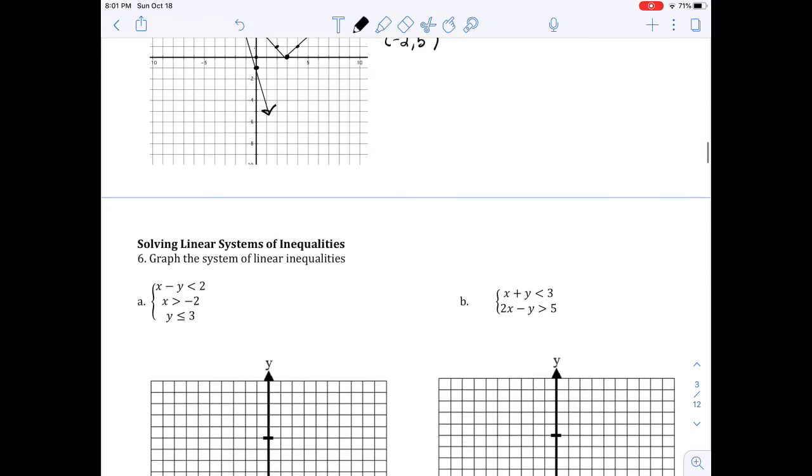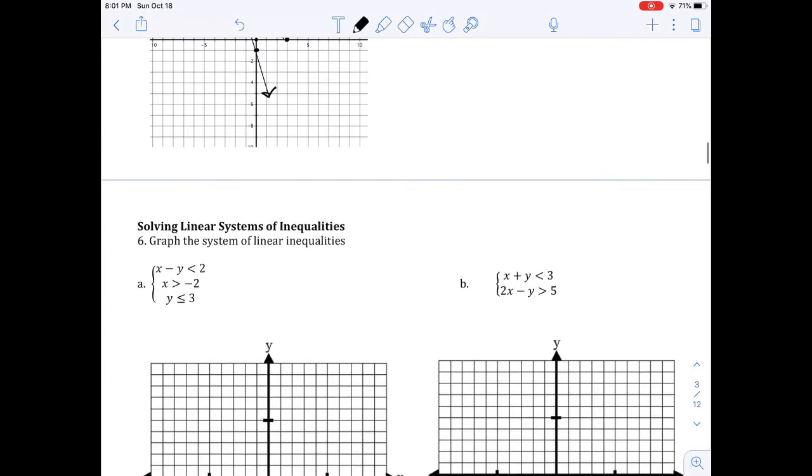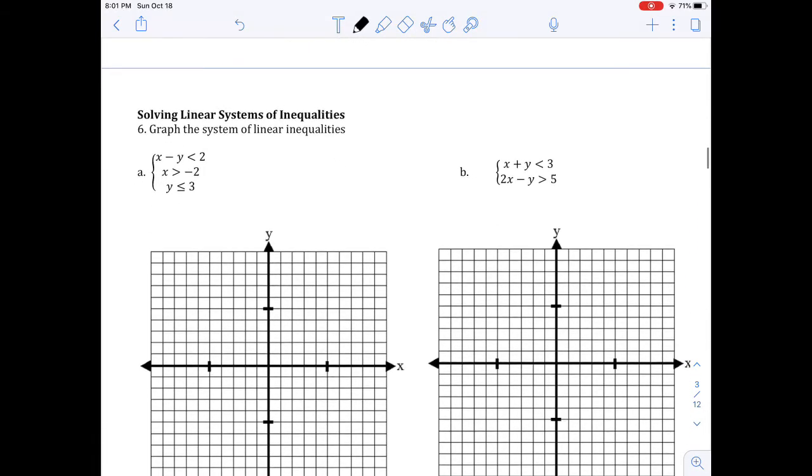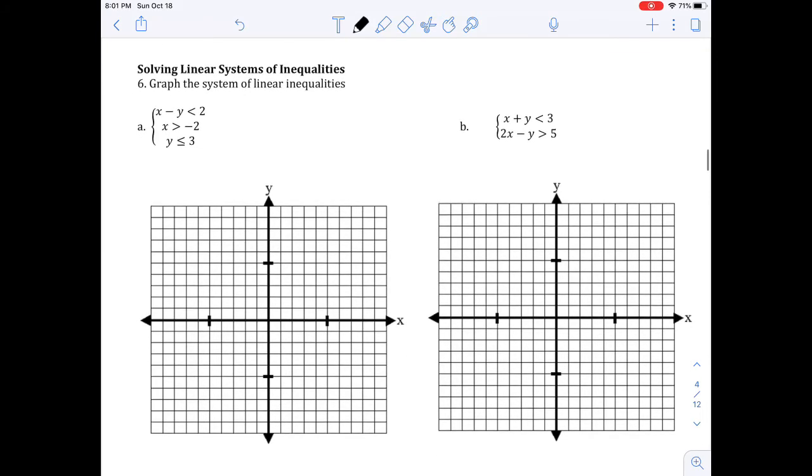Now we're going to move on to solving linear systems of inequalities. So we're going to graph lines in the coordinate plane, and we're going to shade the solution set for each of them. And then we're going to look to see where all of the solution sets overlap, and that is the final solution set of the whole system. So instead of graphing and having one single solution, or infinitely many or none, now we're going to have an entire region of the coordinate plane.